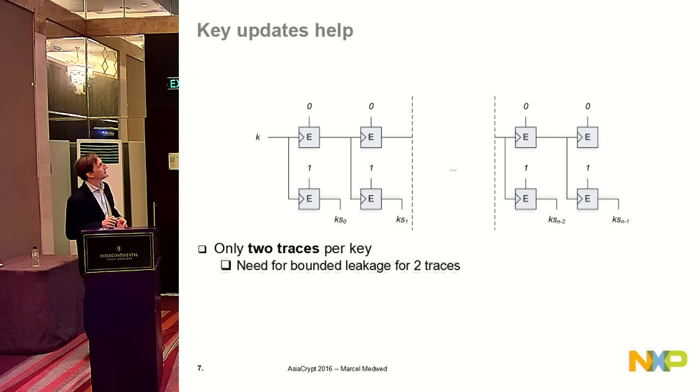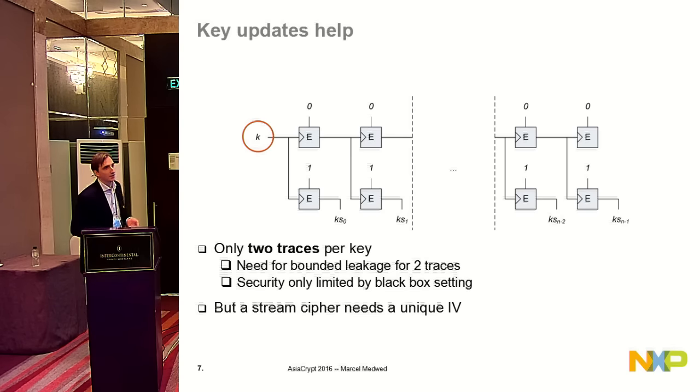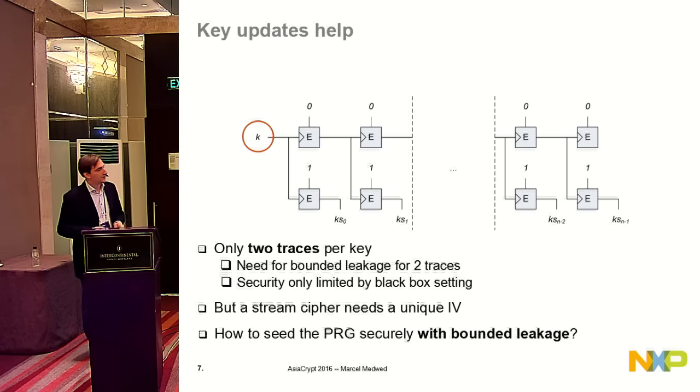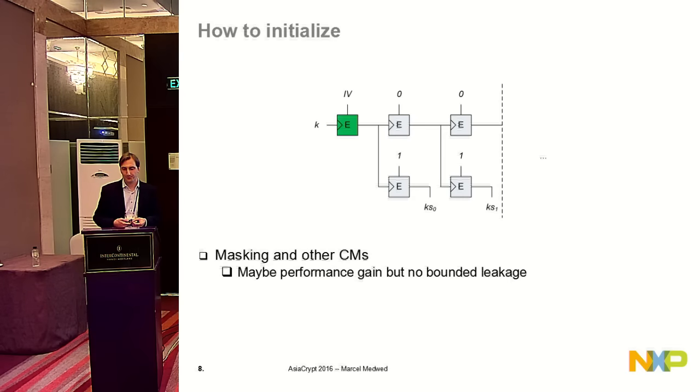So if you have a bounded leakage for the block cipher implementation, then you also have a bounded leakage for these two calls. And then for some constructions you can have a proof that you can run this basically as long as it's still secure in the black box model. And you will be fine, you will have bounded leakage for the whole construction. The problem is you can run this only once, because for a stream cipher you need to update the seed every time. So the question is, how can we update this seed in a bounded leakage way?